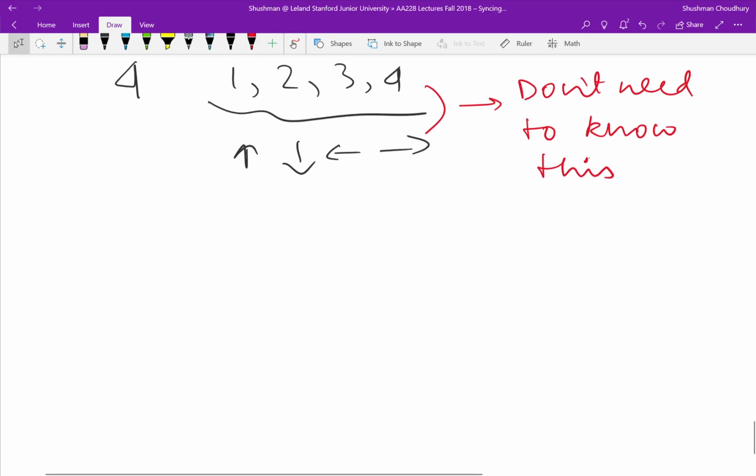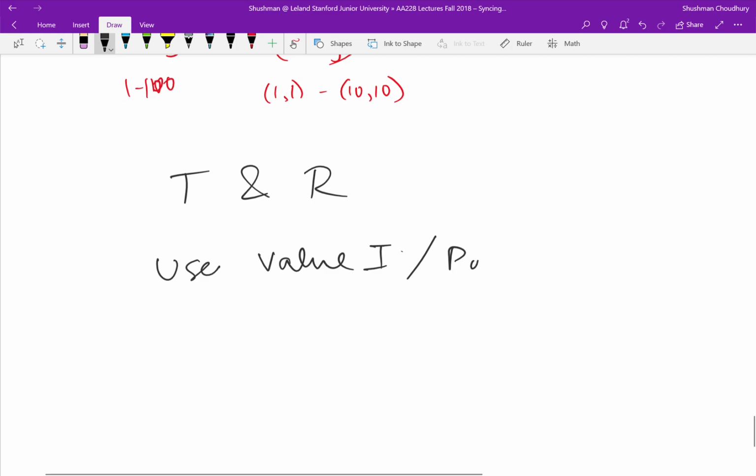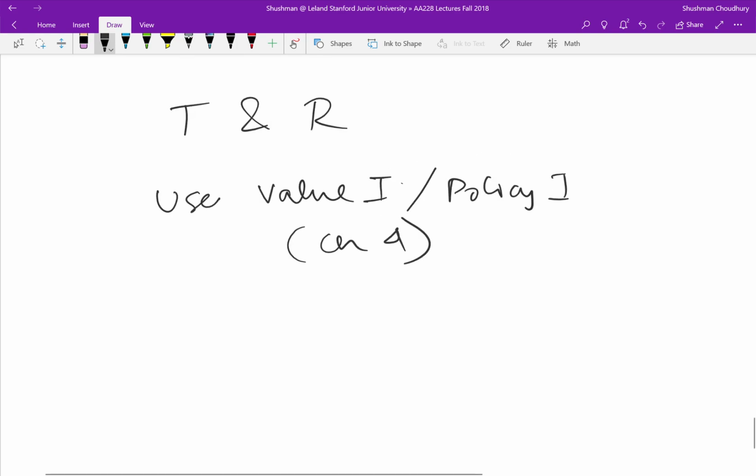You also don't actually, in principle, need to know the relationship from s to x comma y, like from 1 to 100 to like 1 comma 1 to 10 comma 10. You don't actually need to know that, because you can just loop through the data, compute those T and R matrices, and then once you have T and R, you can just use value iteration or policy iteration based on the algorithms in chapter 4.